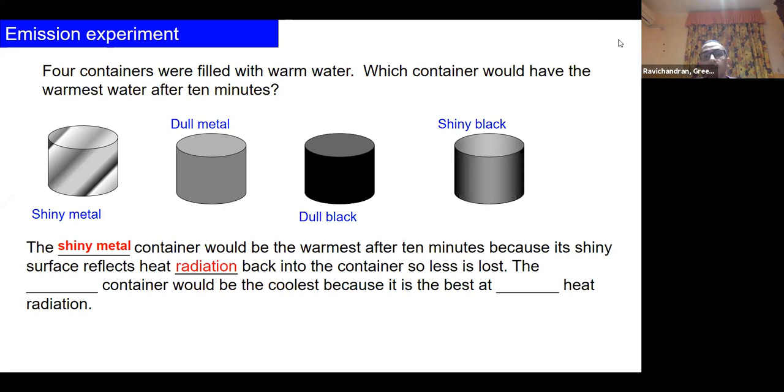But dull black emits energy, so it will be the coolest one, because it is like a black body, dull black. Okay.